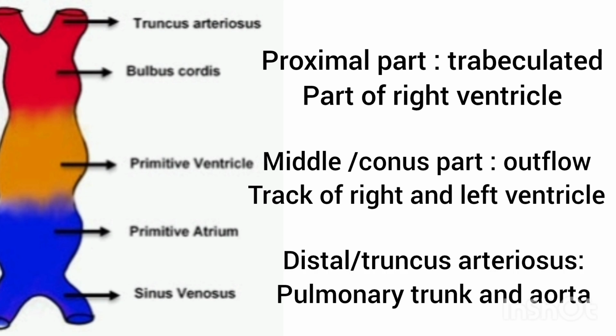The distal 1/3 part, which is also known as the truncus arteriosus part, develops the conotruncal or the bulbar septum. This septum divides the truncus arteriosus into pulmonary trunk and aorta. This septum is derived from the neural crest cells.